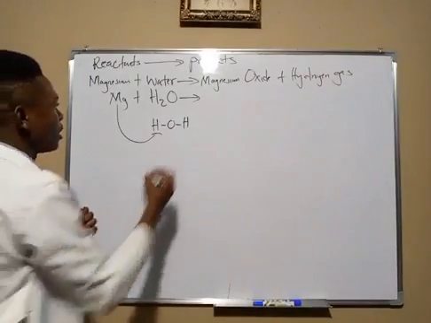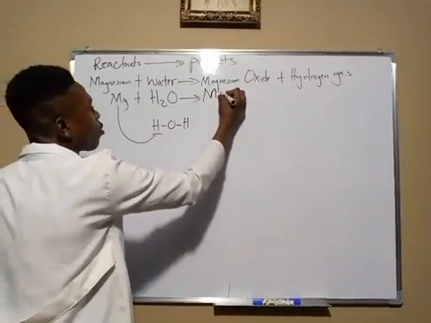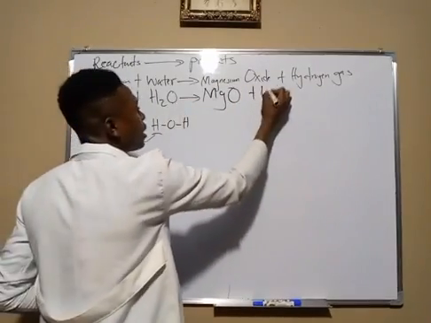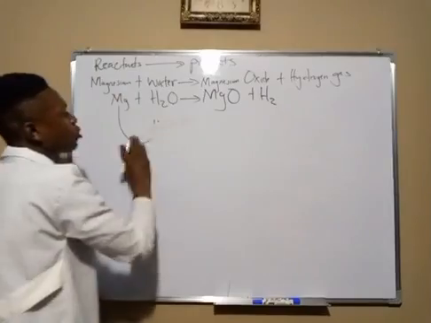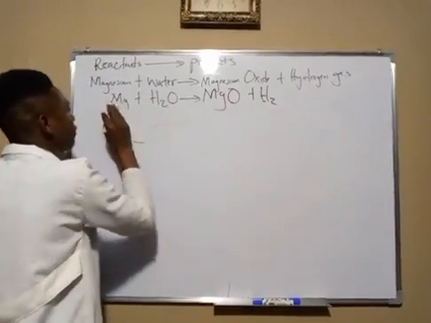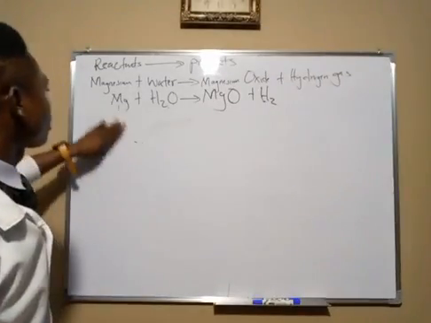So how do you react them? Magnesium will react with the water, and what will remain is hydrogen gas. If you can see this, when you add this and this, you get water.